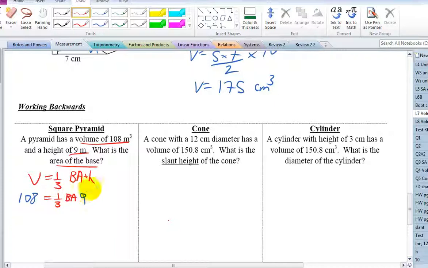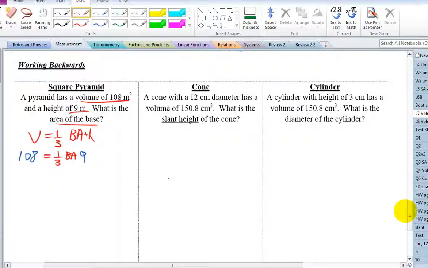Okay. So there's a few different ways to attack this. The easiest way is to figure out, multiply 1/3 of 9. What's 1/3 times 9? Yeah, they cancel. 1 times 9 divided by 3 equals 9 over 3 equals 3. So 3 times base area. So if you can do a little bit of head stuff, it makes it easier. Because now it's real simple. How do you find the base area by itself? Divide by 3.